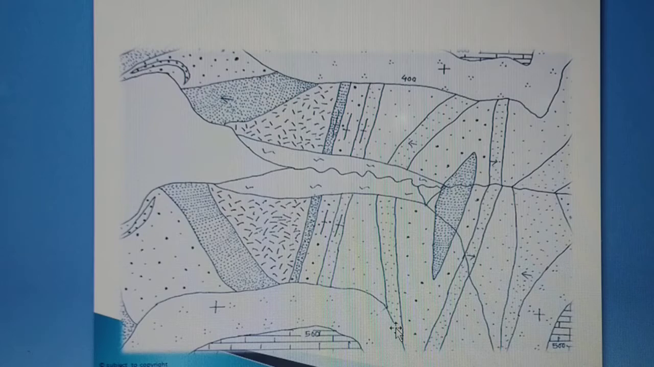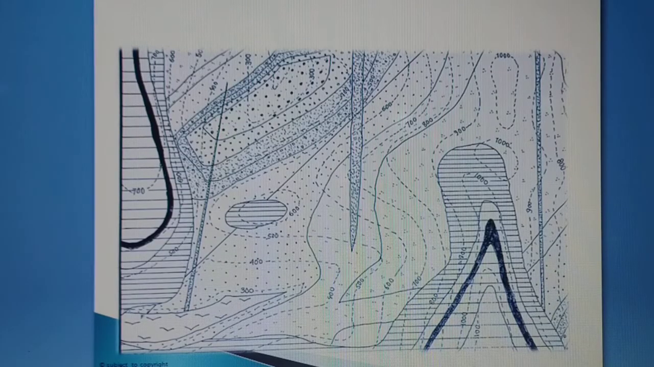Now I am showing the next slide. Here you can see some igneous intrusions like this one. This one represents the sills, whereas this one represents the dikes. Actually, sills are parallel to the bed line, whereas dikes intrude into any rock beds and they are normally vertical structures.